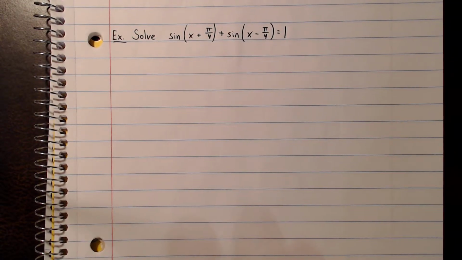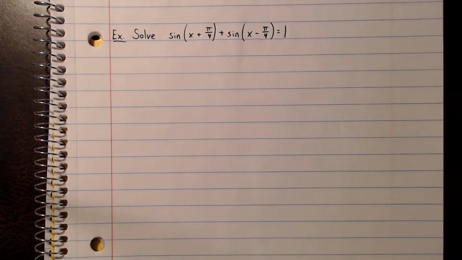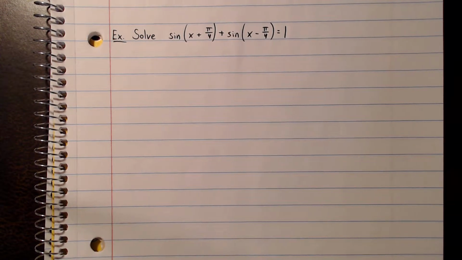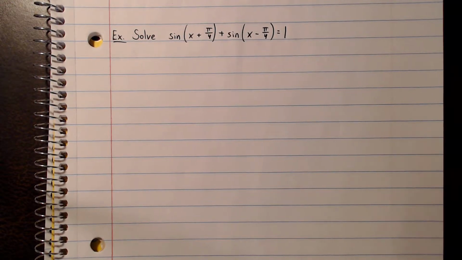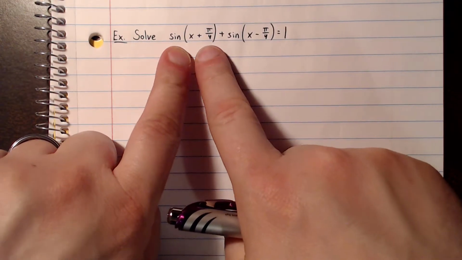Alright, different type of problem. Still working with those formulas though. Okay, what they're asking us to do here is solve. And as they are right now, it's not anything that we can solve because there's too many pieces, right? So here's what we're going to have to do. Got to get rid of some stuff. And we're going to use the formulas for each of these, okay?